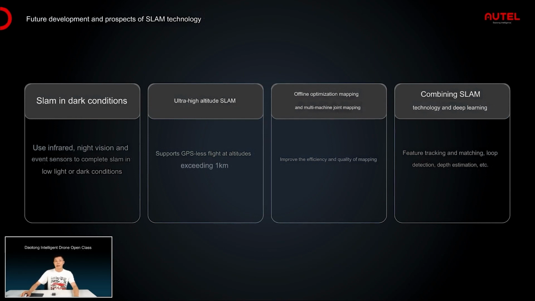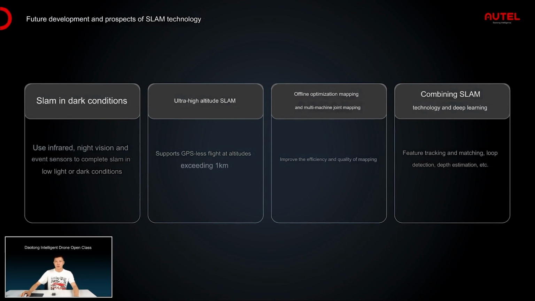The second one is ultra-high altitude SLAM. The working limit of SLAM is currently 300 meters, which is far from enough for some scenarios. We also need to extend our working range to support GPS-free flight at altitudes of even more than 1,000 meters. The third one is offline aerial map optimization and multi-machine joint aerial mapping.